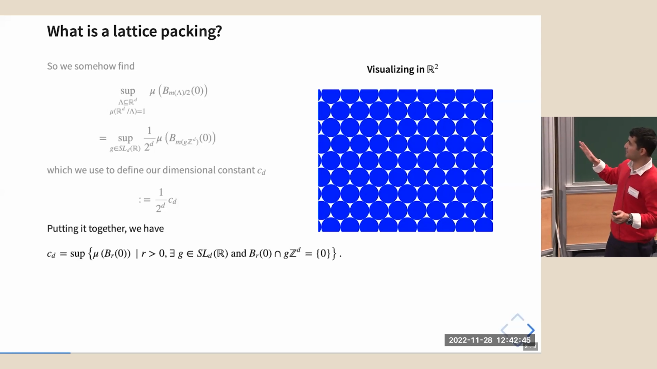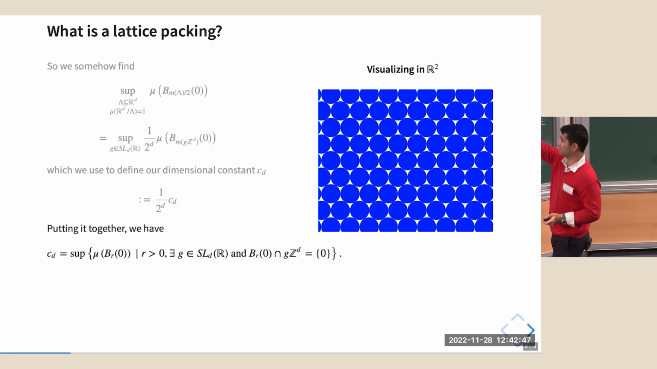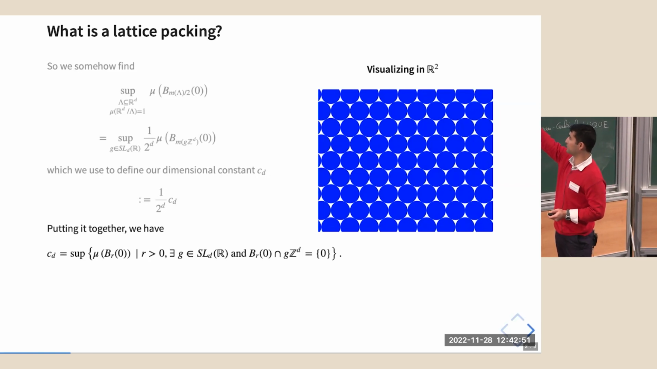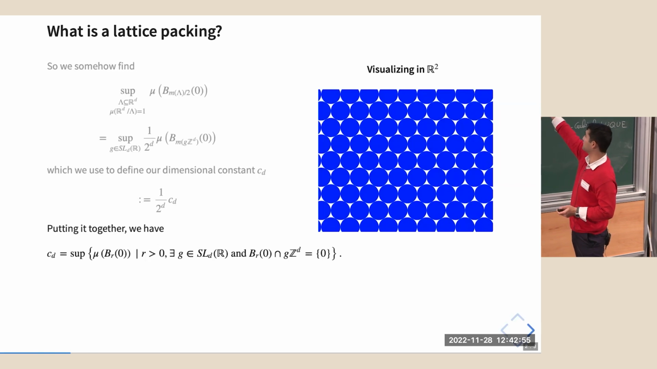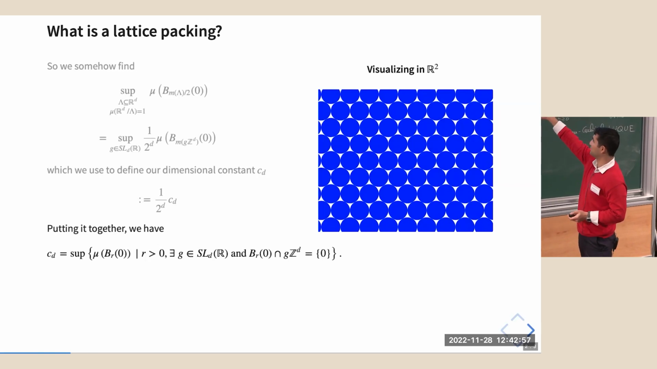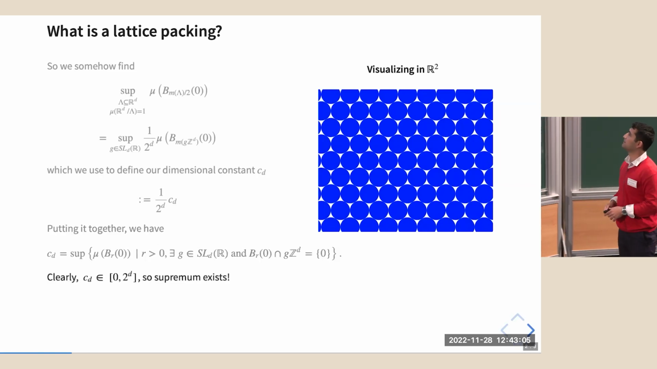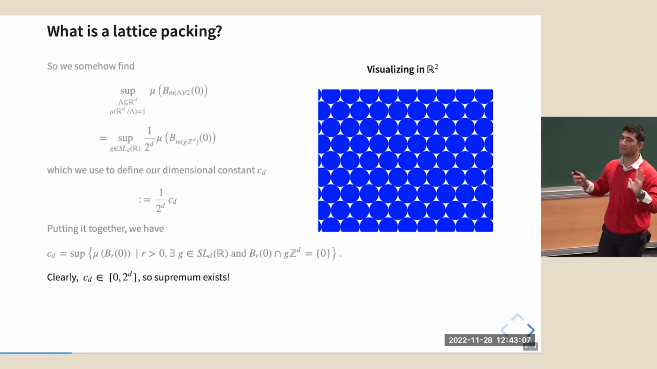So what is C_D? I repeat for you, it is the volume of the largest ball you can make, such that for some element in SL_D(R), the lattice associated to that element of SL_D(R) has trivial intersection with the ball. All right. So C_D is between 0 and 2 to the power D. There exists a supremum.